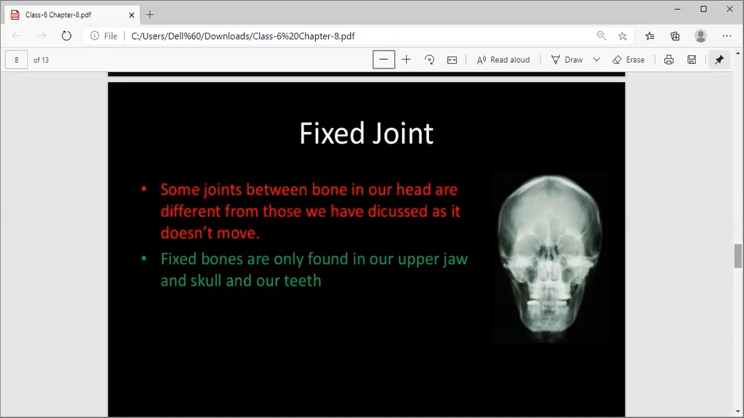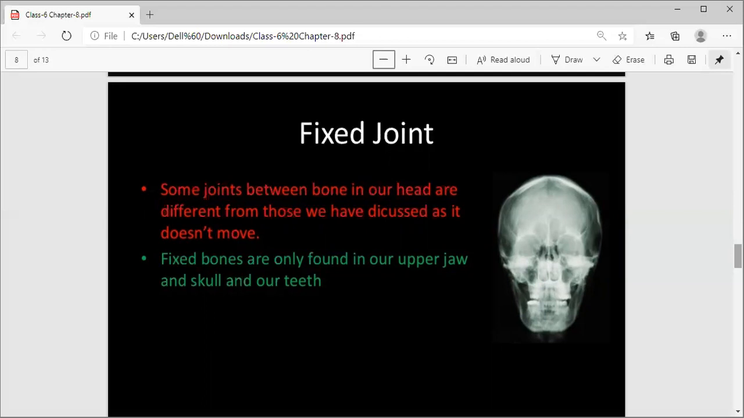Some joints between the bones in our head are different from those we have discussed earlier. Fixed bones are only found in our upper jaw, skull, and teeth. If you see this clearly, in our mouth two jaws are there, upper and lower jaw. Only when we talk or eat, only the lower jaw is movable. The upper jaw is fixed. The bones present in the upper jaw do not move.